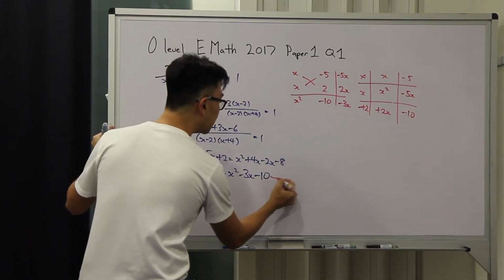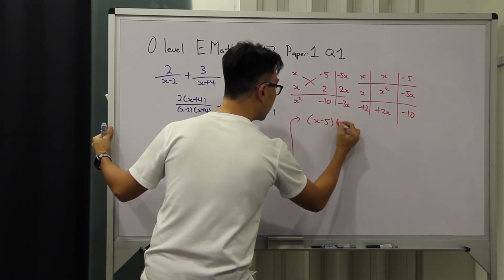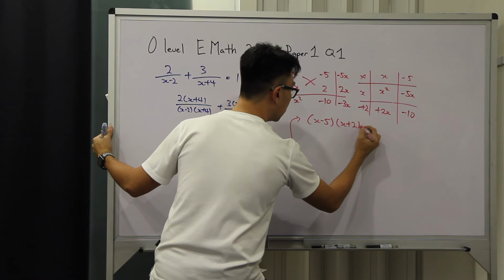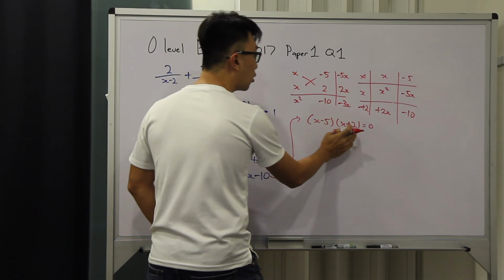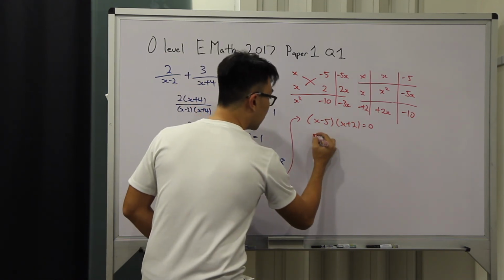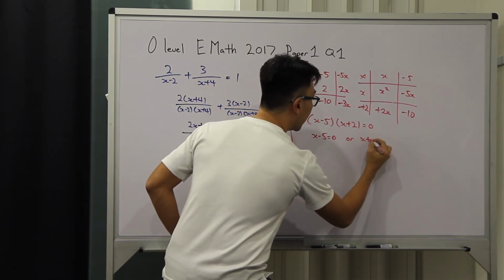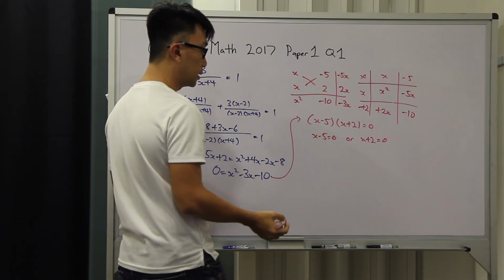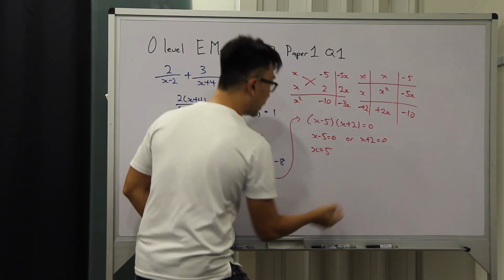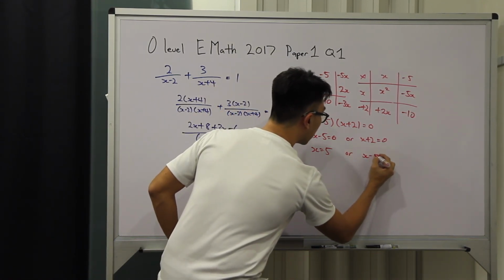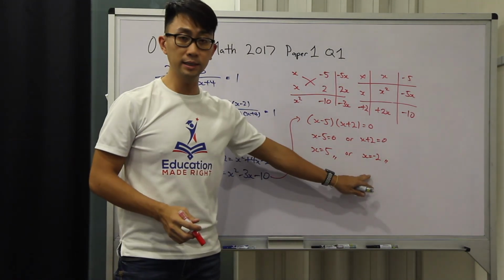Alright, so from here, we have x minus 5 or x plus 2 equals to 0. So we can let either this factor or this factor be equals to 0. So x minus 5 equals to 0 or x plus 2 equals to 0. Right? Next step will be to solve for x. So we can have x equals to 5 or x equals to minus 2. So these will be the two solutions for our part E.